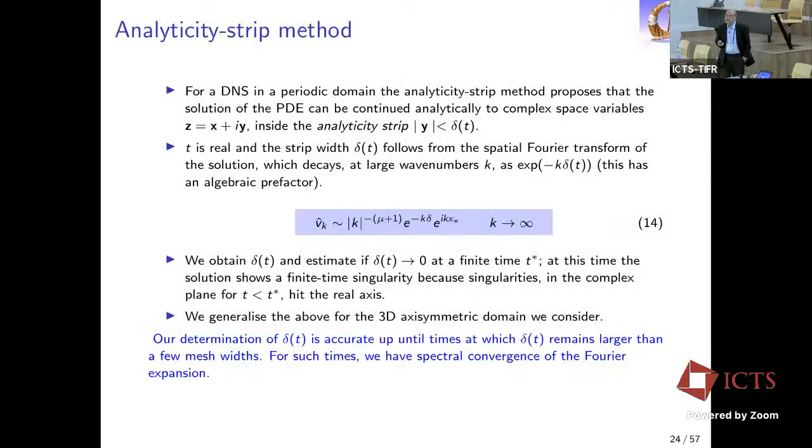Now, a note on the analyticity-strip method, which is the following. If you do carry out a direct numerical simulation in a periodic domain, then to figure out whether or not you have a singularity, it is useful to complexify the space variables. And then there is an analyticity strip of width delta t. If you look at the Fourier transforms of the velocity field, let us say, you forget about the power law prefactor, but it decays exponentially, e to the minus k times delta. And this delta is the width of the analyticity strip. So by looking at suitable spectra, I can measure delta. And then we can estimate if delta t goes to 0 at a finite time t star. So if you're thinking in complex space, the singularities come in from complex space and hit the real axis at that time.